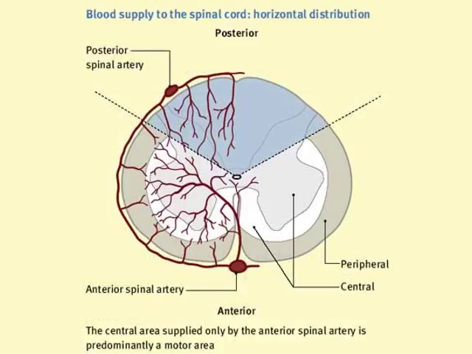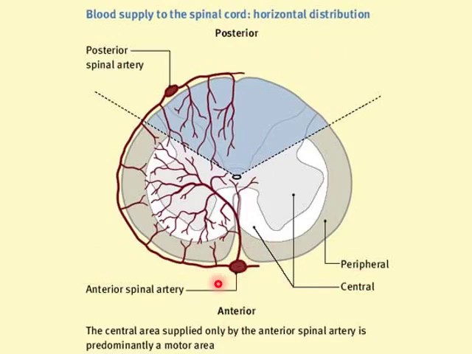This is a cross-section taken at a spinal segment. As you see, this is the anterior aspect of the spinal segment. This is the anteromedian fissure, and this is the posteromedian sulcus. This is the anterior aspect of the spinal segment, and this is the posterior one. As you see, this is the anterior spinal artery.